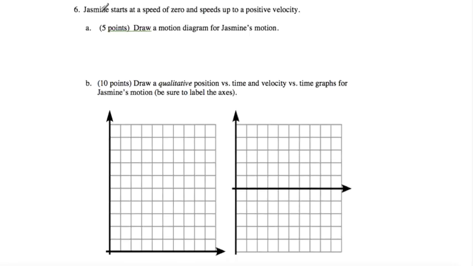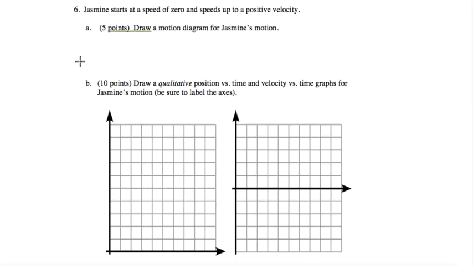Okay, problem 6. Jasmine starts at a speed of 0 and speeds up to a positive velocity. Part A, draw a motion diagram to show that. All right, this one is probably the most simple one on the test because you guys have done a lot of motion diagrams, and this is the most standard one to do.